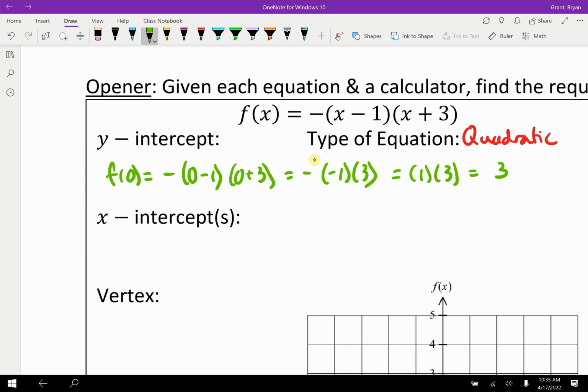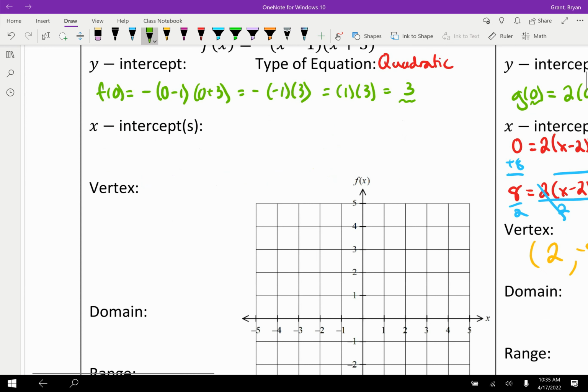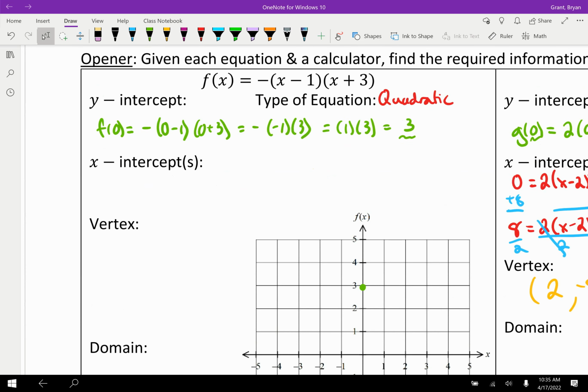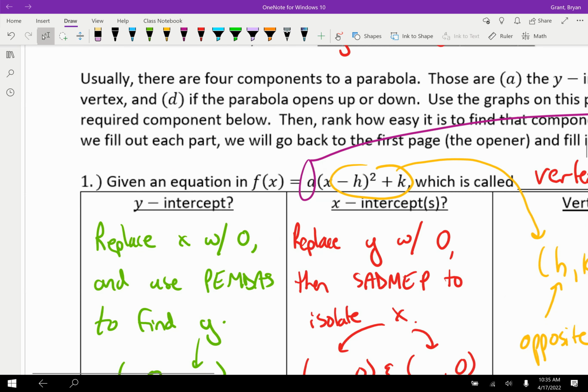One of those really common questions I get is, do I distribute the negative to both? And the answer is no. You only distribute if there's addition and subtraction. All right, so we end up with a y-intercept of 3 here, so we should probably put that on the graph.